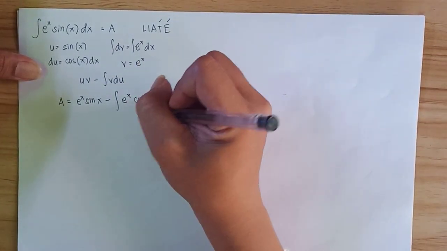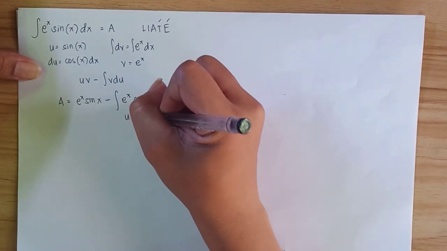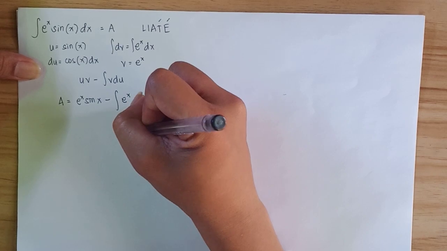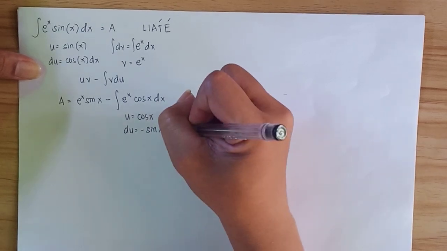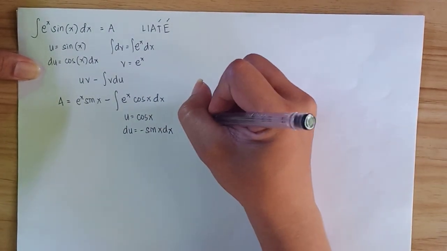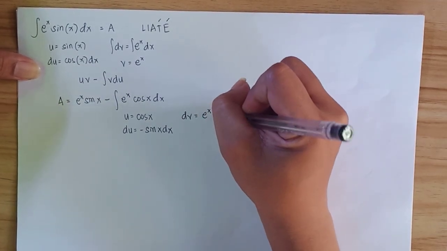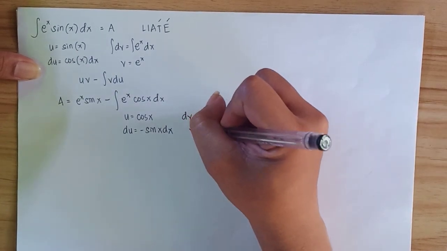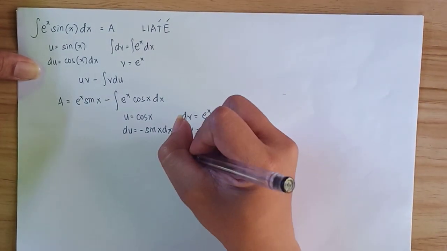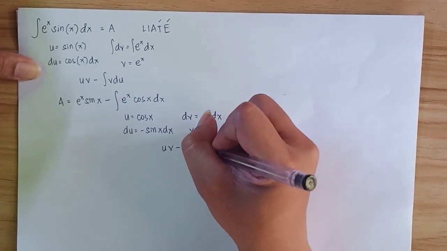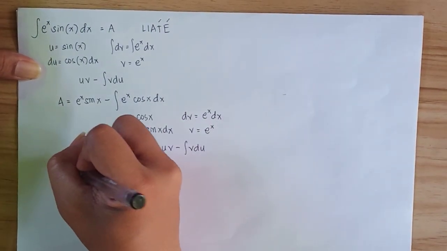Then trigonometric first before the exponential, you will set again your u as cosine x, then your du as negative sine x dx. Then the dv part again will now be e raised to x dx. Then your v is e raised to x.